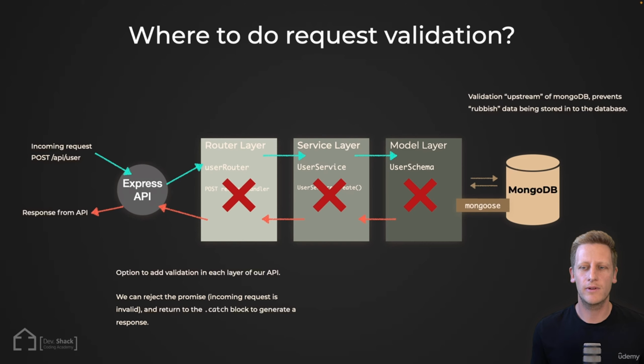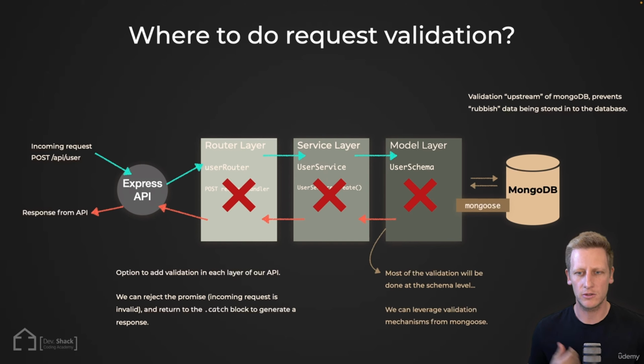So the end goal of our validation is that upstream of our Mongo database layer, we just want to prevent bad or badly formatted data from being stored into the database. So we never want to let a bad request ever reach the database layer. And taking those three points that I mentioned into account, by the end of the course we'll actually have some validation in the router, but the majority of our validation is going to be on the model layer, and this will be done at the schema level, and we're going to take advantage of Mongoose and everything that it provides for us out of the box.